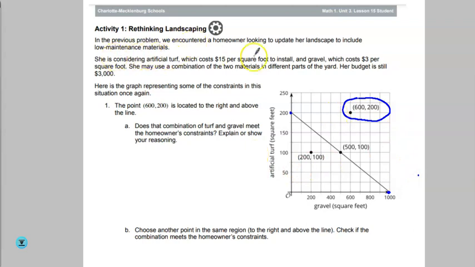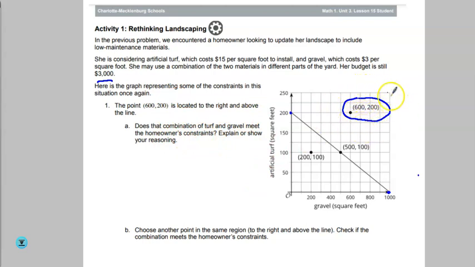So if she has a budget of $3,000, she does not have to spend exactly $3,000, but that's all she has to spend. She can't go above it. So when they talk about constraints, that's what they're talking about. Is she able to go above, below?